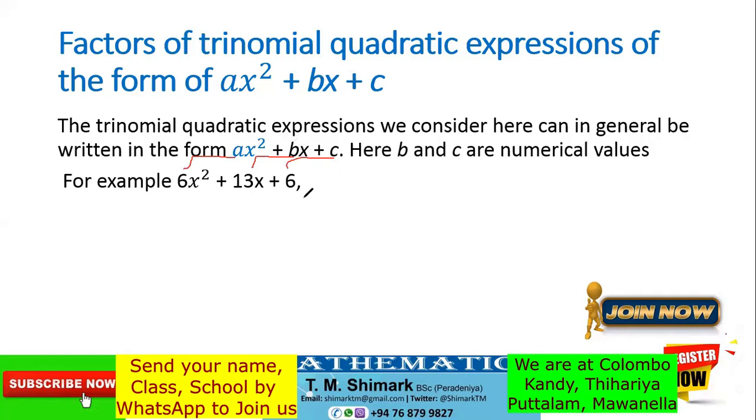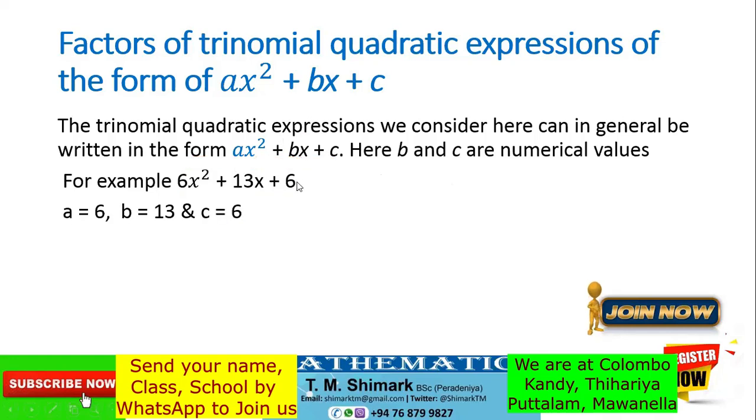Someone reminded me about this ax squared plus bx plus c equals 0. This one equals 0 means we can find an answer for x. I have made a video also on this, how to find the answer for x using the completing the square method, right? So that's not the one we are finding here. We are just trying to find the factors.